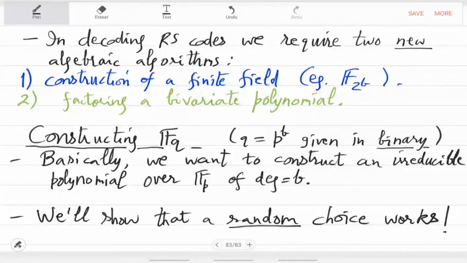Random choice will work only if the density of irreducibles is quite high in this space of polynomials, right? So this is basically counting the number of irreducible polynomials. So we'll estimate the number of irreducible polynomials of degree b over Fp.